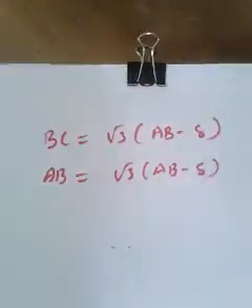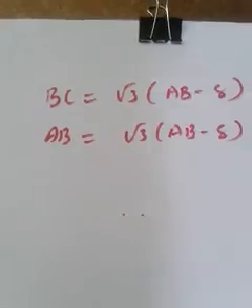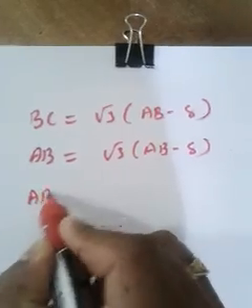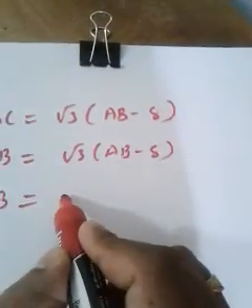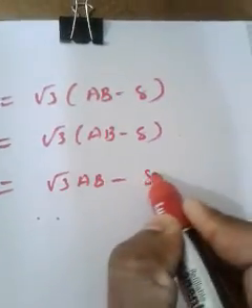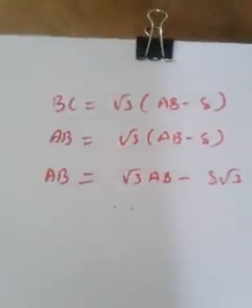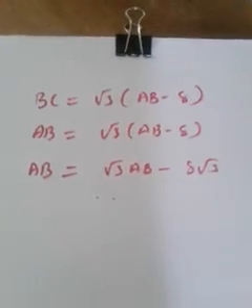So now it is in terms of one unknown. Now it is very easy to solve it out. So I'm going to solve this question. AB is equal to, just multiply root 3 inside the bracket, so it becomes root 3 AB minus 8 root 3. Just multiply root 3 with each term. You may have understood. Now it is time to transpose.